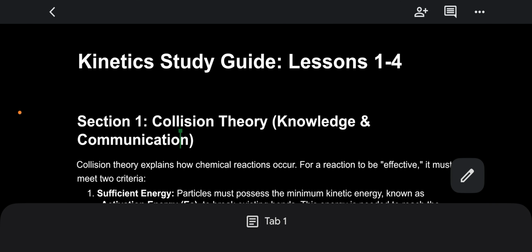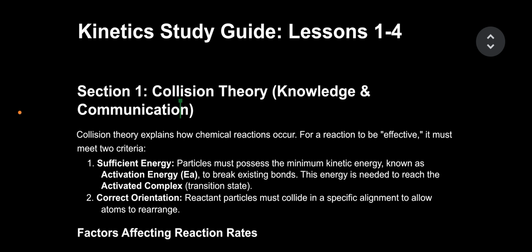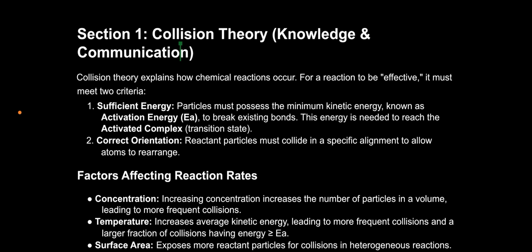Section 1, Collision Theory, Knowledge and Communication. Collision theory explains how chemical reactions occur. For a reaction to be effective, it must meet two criteria. Sufficient energy: particles must possess the minimum kinetic energy, known as activation energy, to break existing bonds. This energy is needed to reach the activated complex, the transition state. Correct orientation: reactant particles must collide in a specific alignment to allow atoms to rearrange.